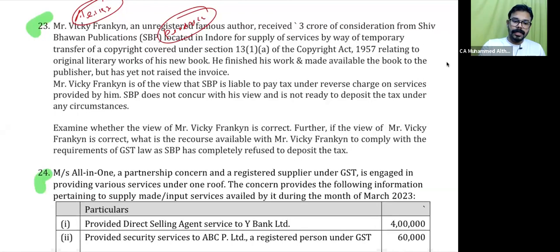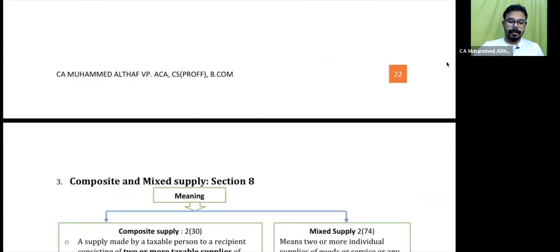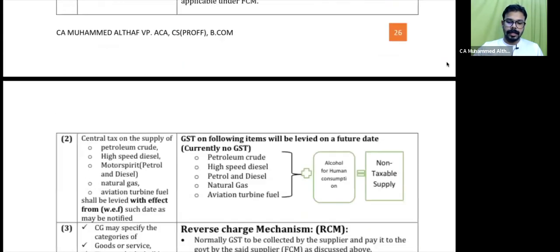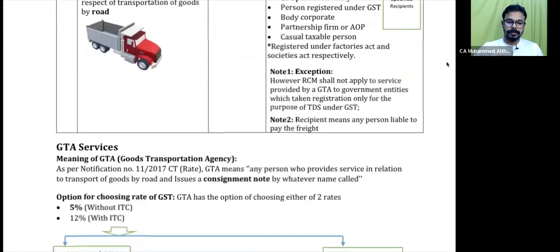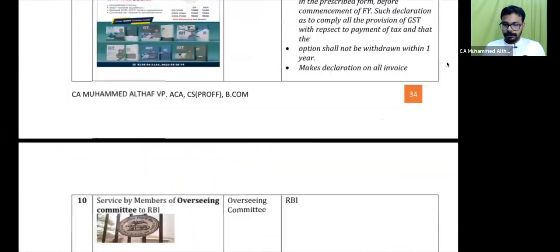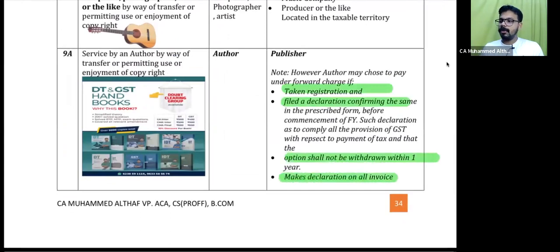But if the publisher is not ready to pay, who can pay? The author can pay. But there are four conditions, as you rightly said. What are the conditions, everyone? First, he shall take the registration, then file a declaration, then that option shall not be withdrawn within 1 year, and then make a declaration on all invoices. So these are the four conditions, and if they are satisfied, the author can pay the GST.